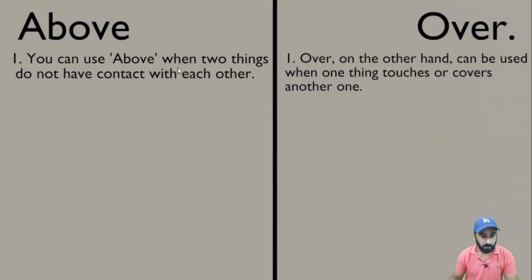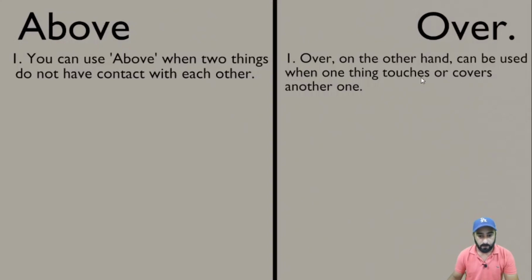Okay then, for the review we can say you can use above when two things do not have contact with each other. You are supposed to use over when one thing touches or covers another one, or simply when one thing lies directly on another item or object.